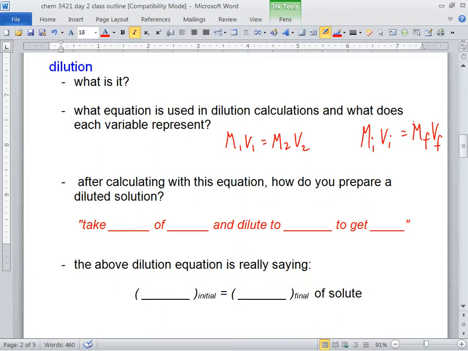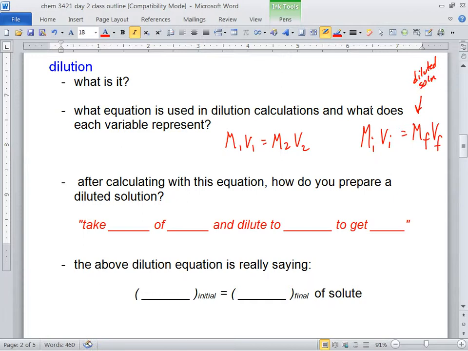How about the V's? Ida, how about the V's? Volume. Could be in what units? Liters, milliliters, cubic centimeters, deciliters, centiliters, ounces. They just need to be the same on both sides. Okay. After calculating with this equation, how do you prepare a diluted solution? So Mf is always my diluted solution. That's my final. That's my diluted solution.